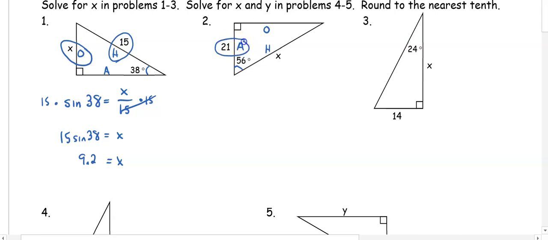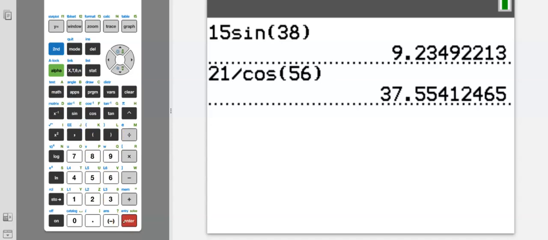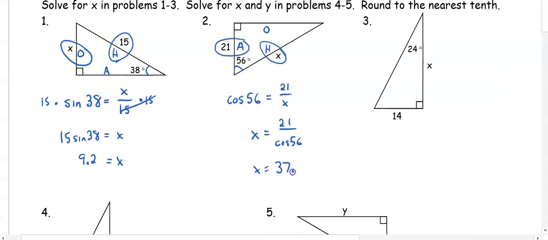In number 2, with our angle of 56 degrees, we have opposite, hypotenuse, and adjacent. This time we know information on the adjacent and the hypotenuse. So we have the cosine of 56 equals adjacent over hypotenuse. When the x is in the bottom, the x and the trig function are going to switch spots, so we are dividing. We have x equals 21 divided by the cosine of 56. That's going to round to our nearest tenth, so the 5 rounds up, so we are at 37.6.